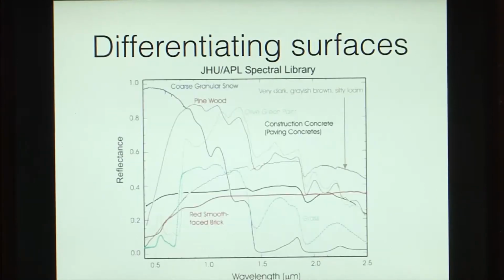It also helps us in differentiating surfaces. So, for instance, this image tells you the spectral signatures of pine wood, then it also shows you olive green colored paint, construction concrete, grass and so on. As you can see, the reflectance values for all of these are different, and so the NDVI values of all of these will also be different.